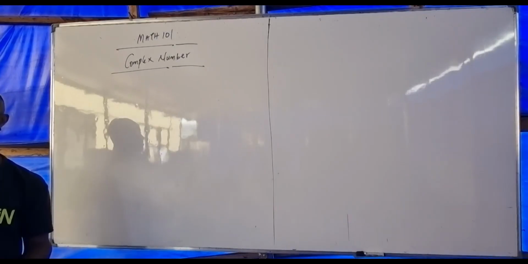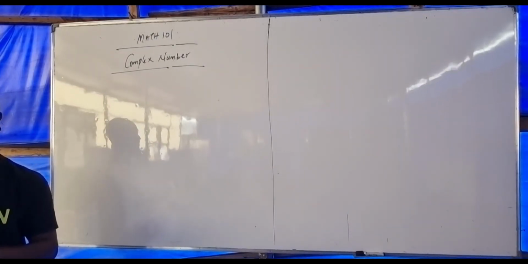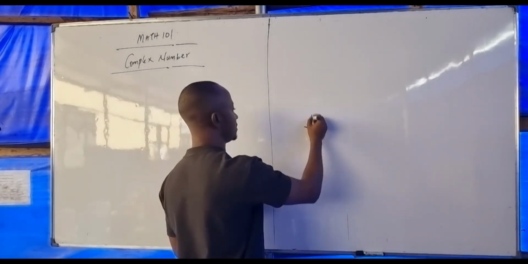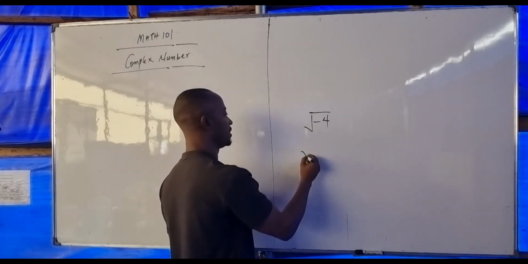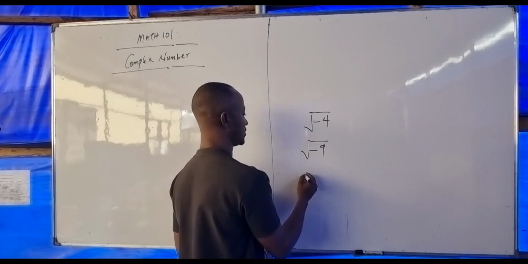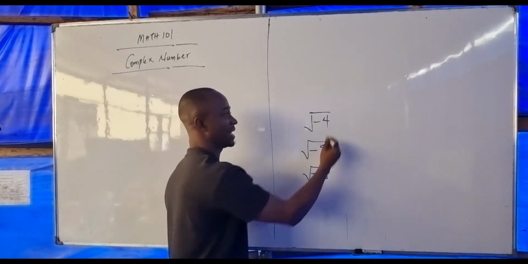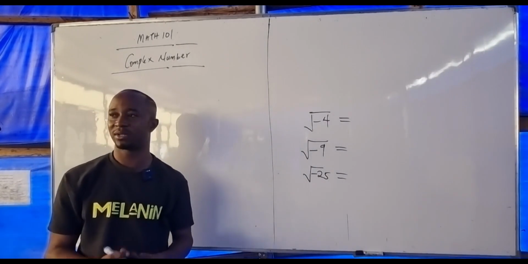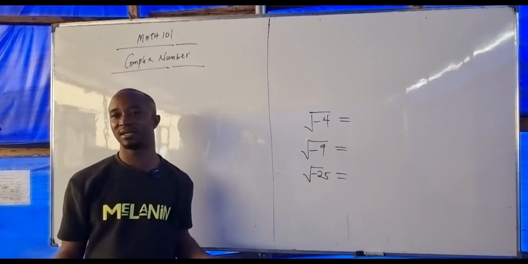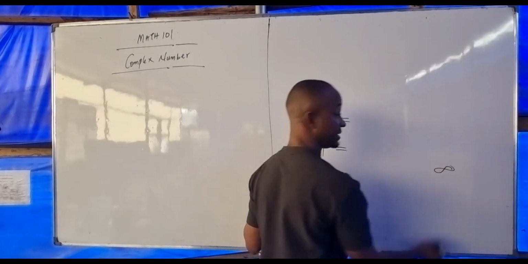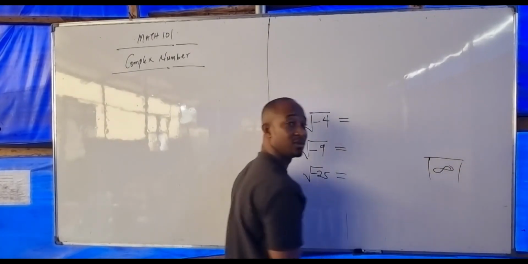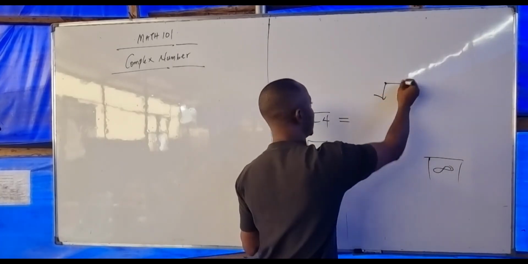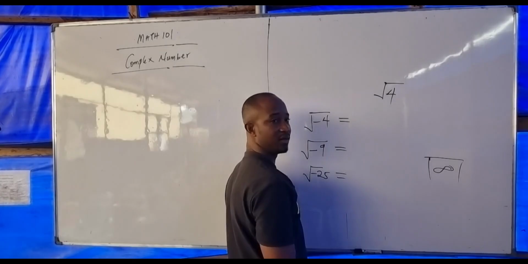Now, there are some mathematical evaluations that are practically impossible in mathematics, like, for example, the square root of a negative real number. If I have something like square root of minus 4, square root of minus 9, square root of minus 25, by the time you punch your calculator to find the root of these numbers, it is impossible. It will tell you mathematical error or undefined.